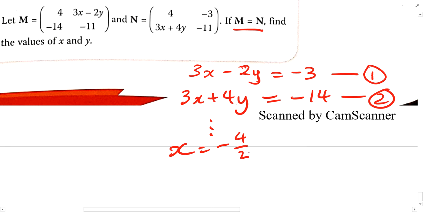-4 over 3. Okay, what about y? -1/2. All of you got this? Shufi got it? I haven't finished. Is it correct, Junior? Hey, hurry. Who is right? Who is wrong?